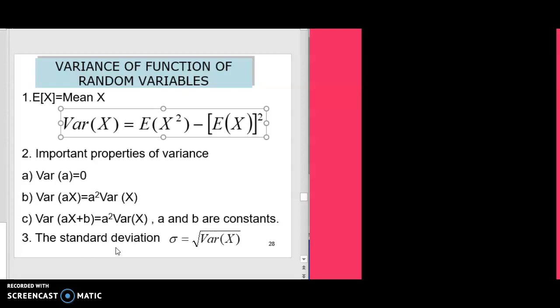And then the last one, standard deviation. Kita boleh simbolkan dengan ni.